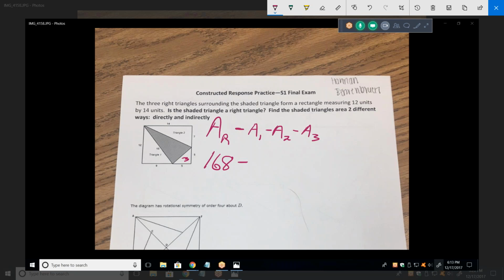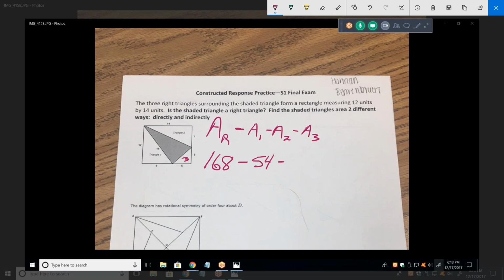Times... Wait, hold on, sorry. 6 times 9. Rather than just use your calculator, take half of one of the numbers and multiply it by the other. 6 times 9 is 54. Then you subtract that from 168. Well, let's do it the way I've labeled it up here.